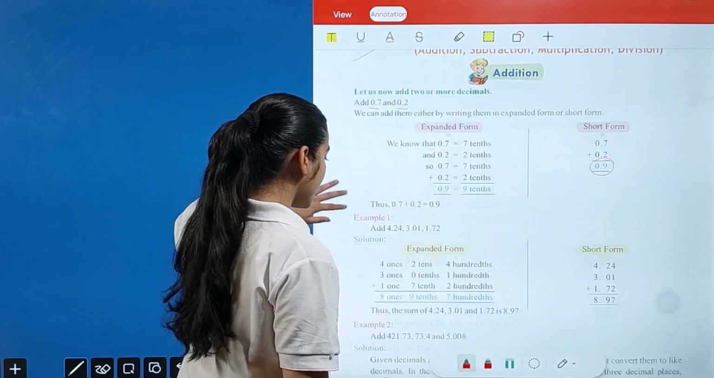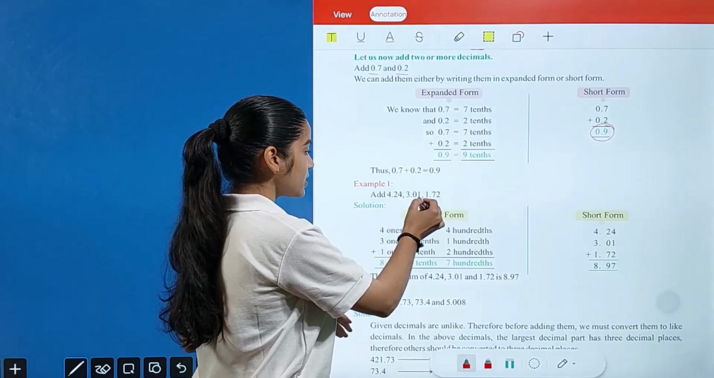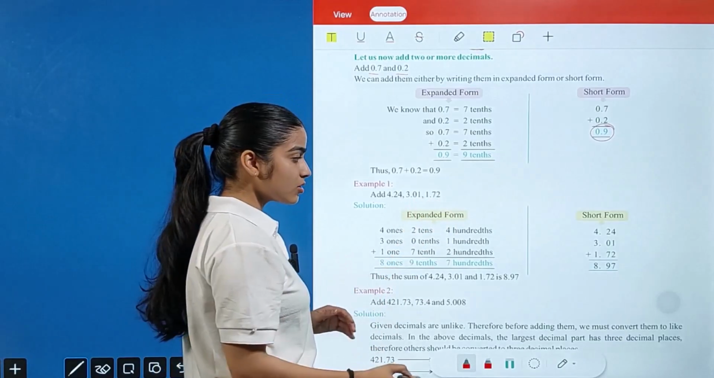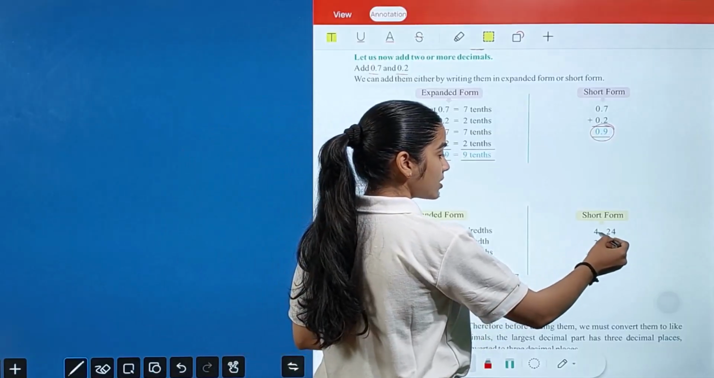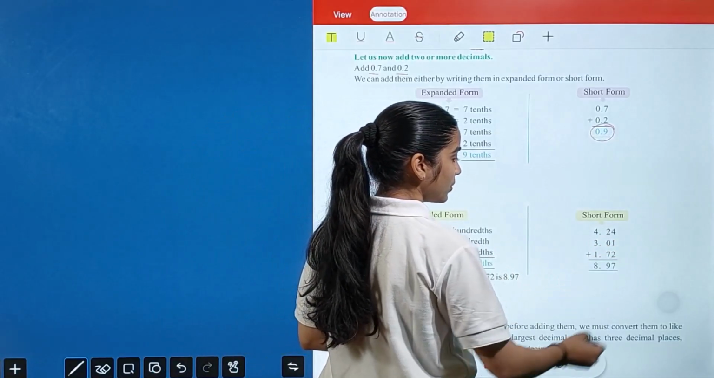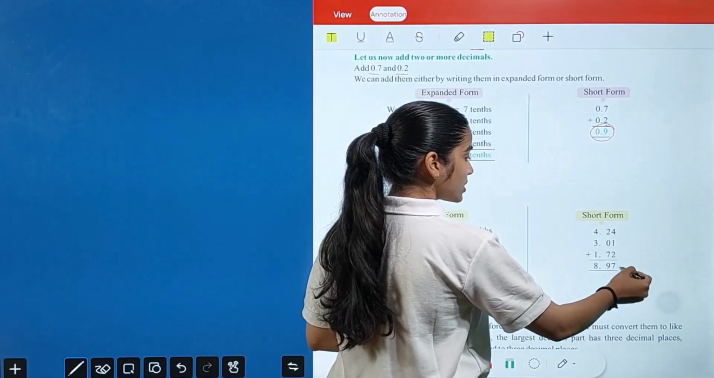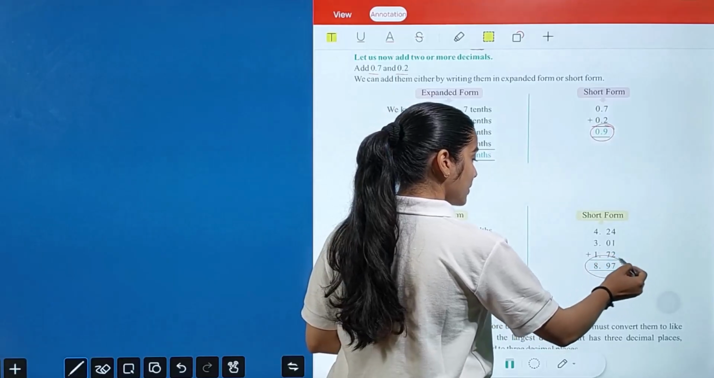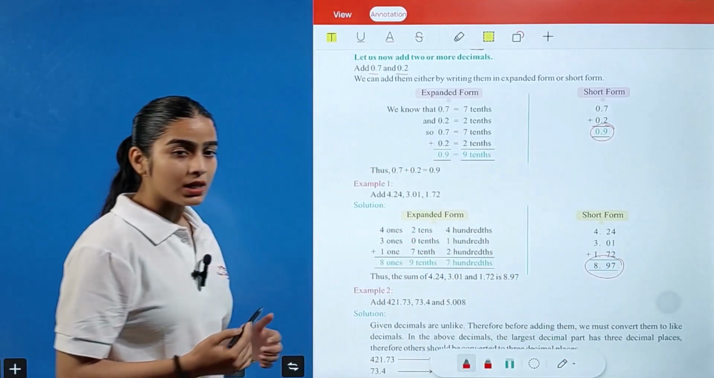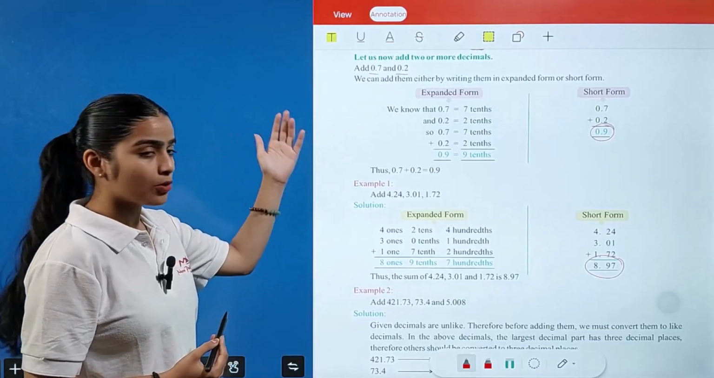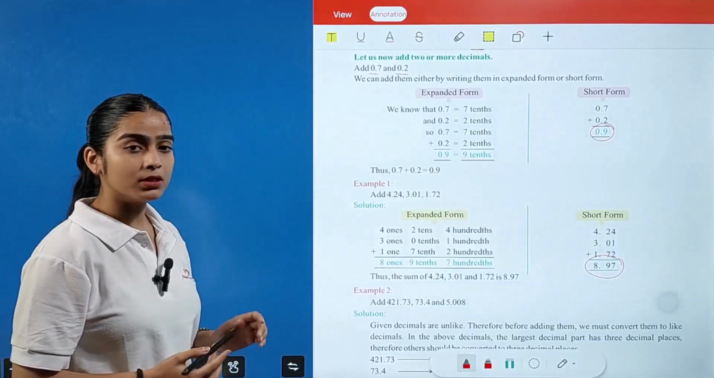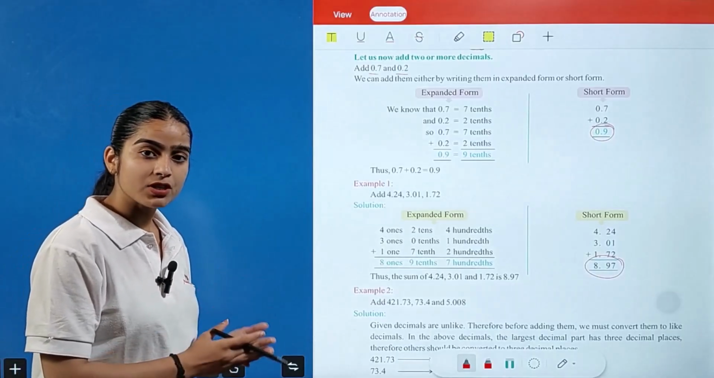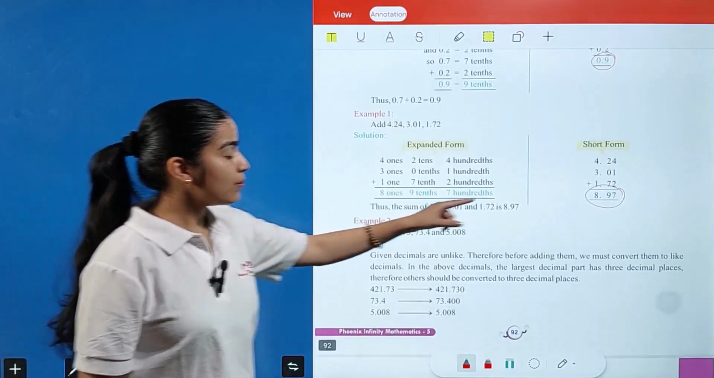Now the next question: 4.24, 3.01 and 1.72. You have to arrange your numbers in a column in such a way that your points are directly below one another. So 4 plus 1 is 5, 5 plus 2 is 7, 2 plus 7 is 9, and 4 plus 3 is 7, plus 1 is 8. So the answer will be 8.97. You don't have to be scared about the addition operation in decimals, because we repeat the same process which we learned in our earlier classes and previous chapter. You just have to remember about the point.